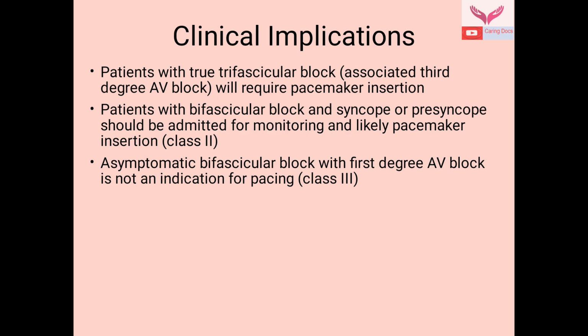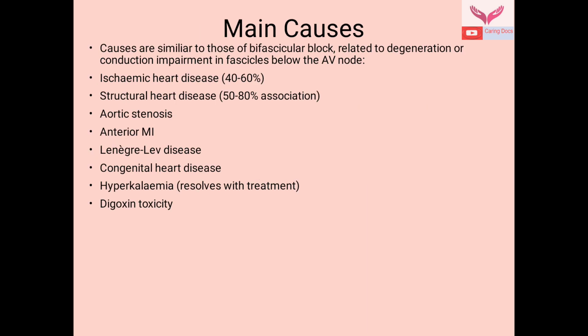The clinical implications of trifascicular block are: patients with true trifascicular block, that is associated third degree AV block, will require pacemaker insertion, and patients with bifascicular block and syncope or pre-syncope should be admitted for monitoring and likely pacemaker insertion is required. It is a class 2 indication. Asymptomatic bifascicular block with first degree AV block is not an indication for pacing. It is a class 3 indication.